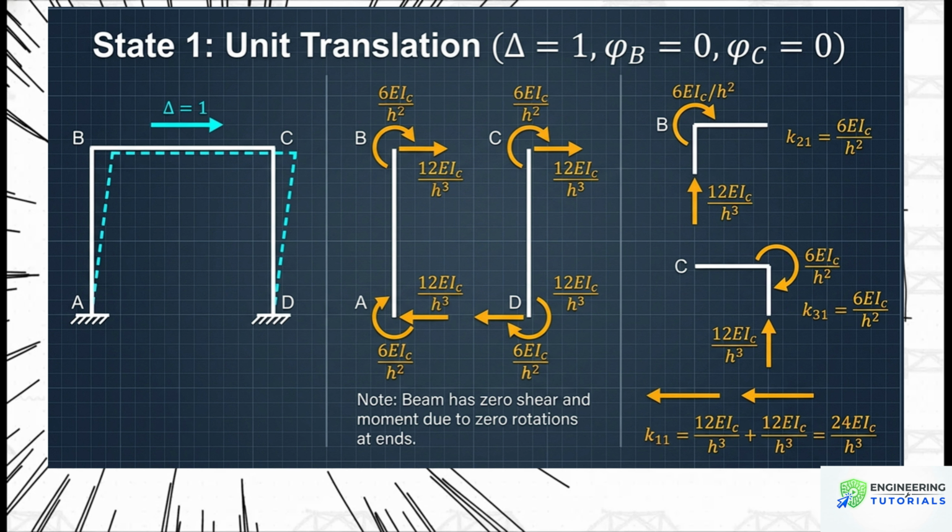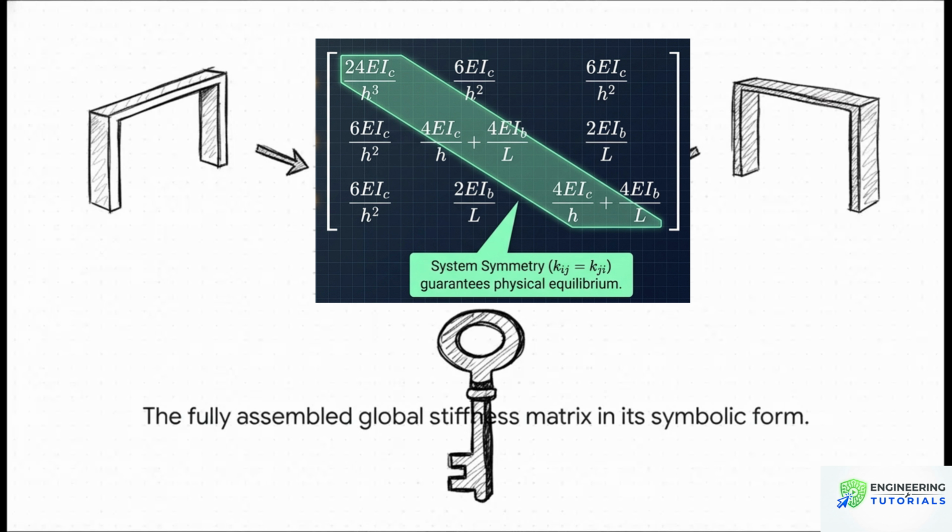So after breaking down those 3 cases, all the pieces are finally in place. What you're seeing here is our complete global stiffness matrix, but in its symbolic form, with all the L's and E's and I's. It represents all those force displacement relationships we just uncovered. This is the key we've been working so hard to forge.